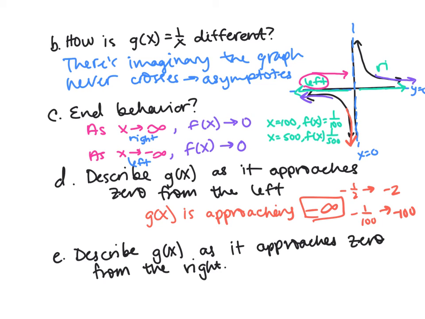Describe g of x as we go from the right. So the right is over here. As we get closer and closer to 0 from the right side, notice what the graph is doing is it's getting bigger and bigger and bigger. So from the right side, the graph would be approaching infinity. So all these questions are just getting you to think about what these asymptotes are doing. What is the graph doing as it approaches these special lines that it'll never cross, because it's always getting closer and closer to them?